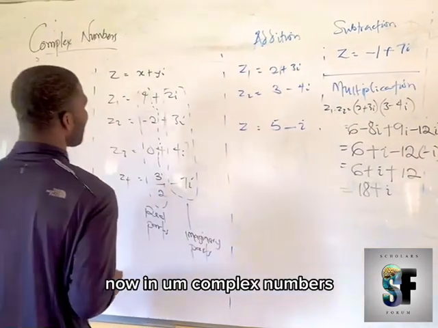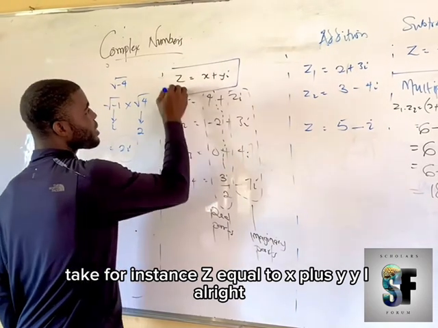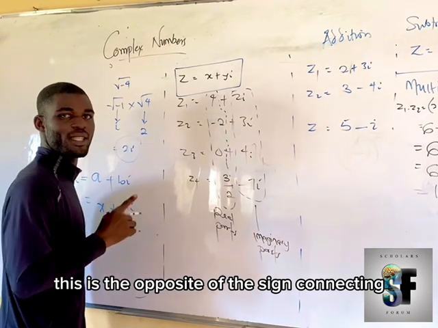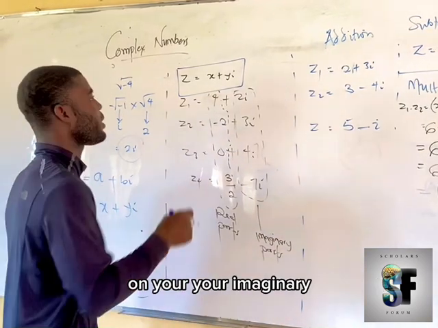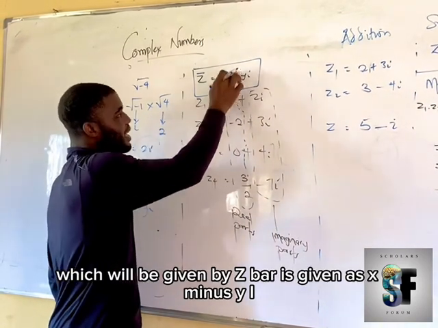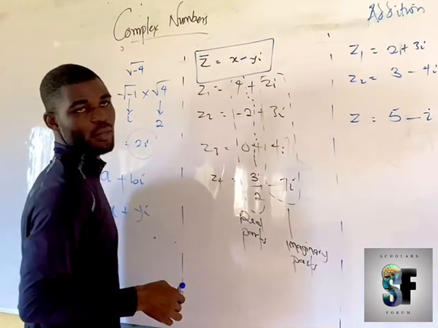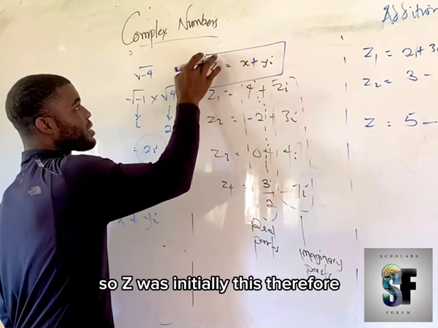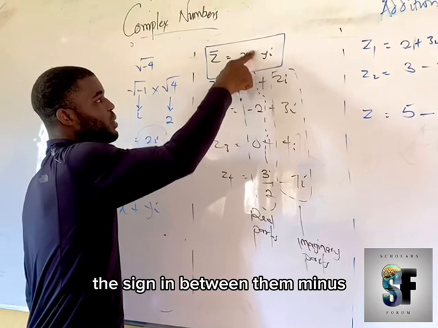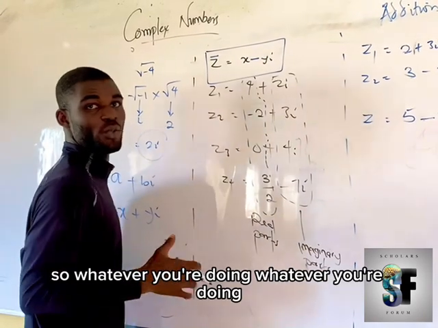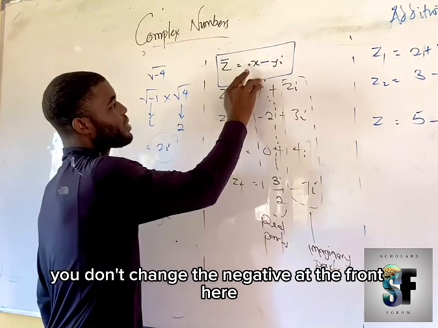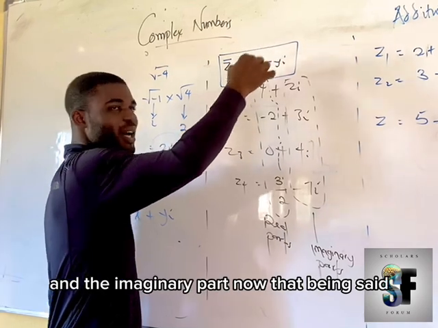In complex numbers, take for instance Z equal to x plus yi. The conjugate of this is the opposite of the sign connecting your real and your imaginary part. So in this case, x plus yi, the conjugate, which is given by Z bar, is x minus yi. So Z was initially this, therefore Z conjugate will be the opposite of the sign in between them, minus. So if there was a negative at the front and you are doing the conjugate, you don't change the negative at the front. You change the sign connecting the real and the imaginary part.